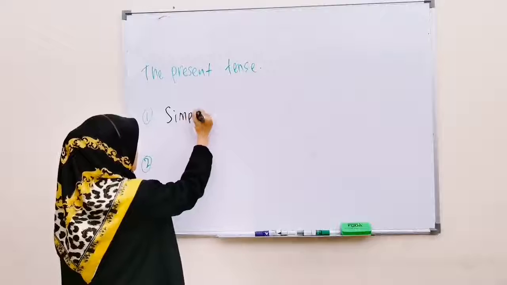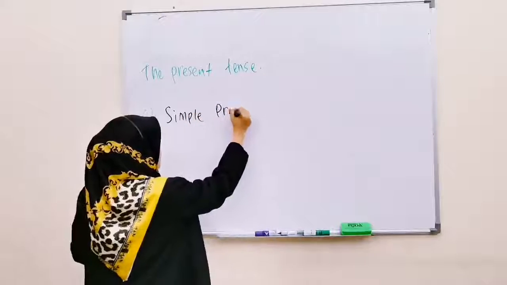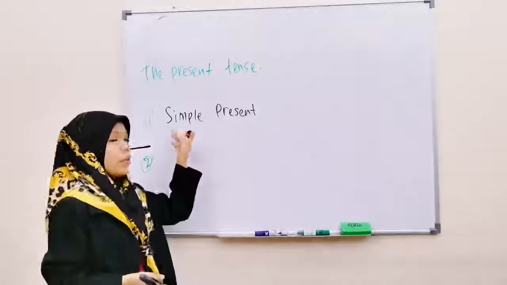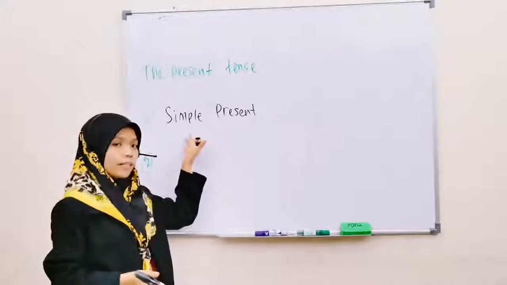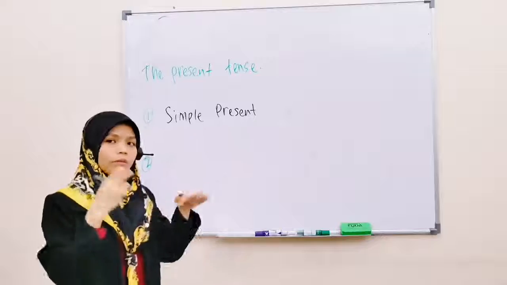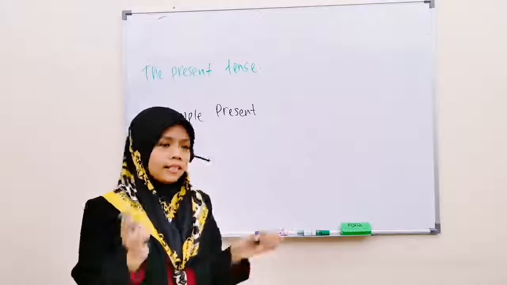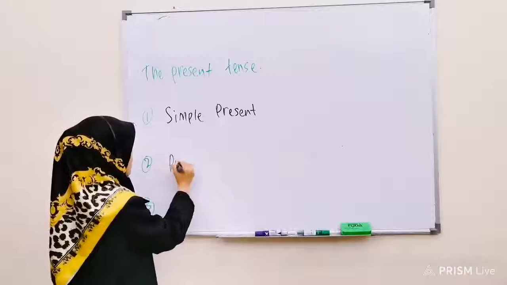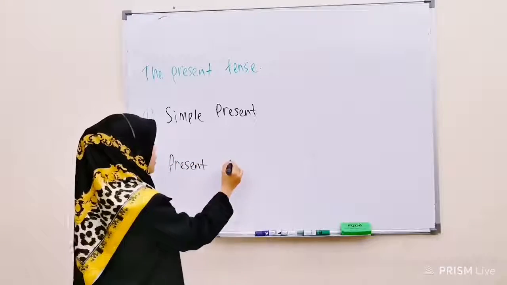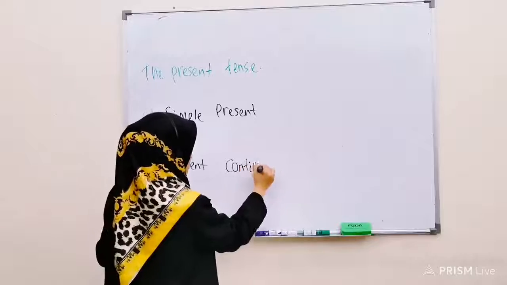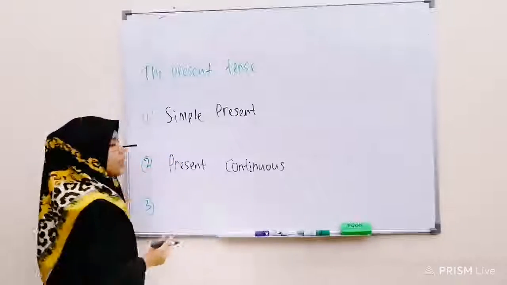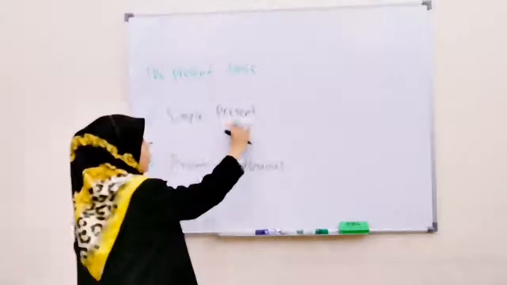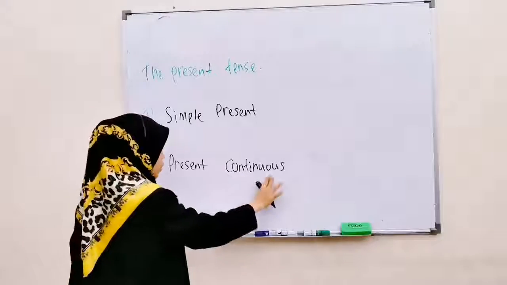simple present. So this is the basic one, that you already learned starting from primary until secondary, and now Form 4 and Form 5 also learn this one. And then next is present continuous. This one you also learned already. The basic one is simple present, and then present continuous.